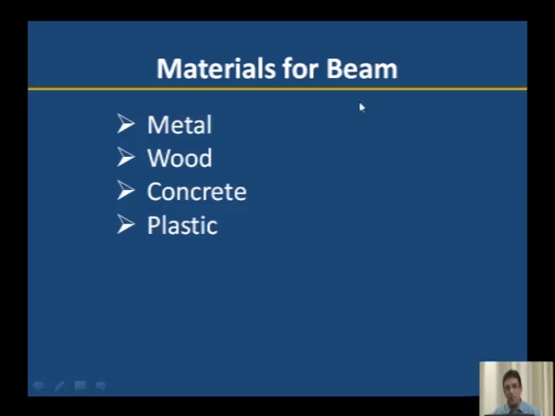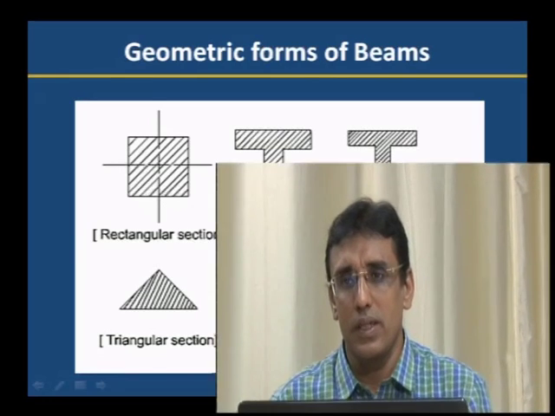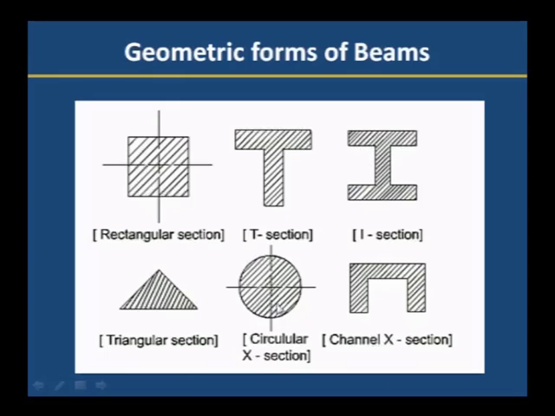Materials used for beams can be metal, wood, concrete or plastic, but the most commonly used for structural members are metal and concrete. Metal means steel structures, with I sections, C sections and so on, and concrete structures. These are some geometric forms of beam sections: rectangular section, which is most commonly used, and also T section, T beams, I sections, channel sections and circular sections.